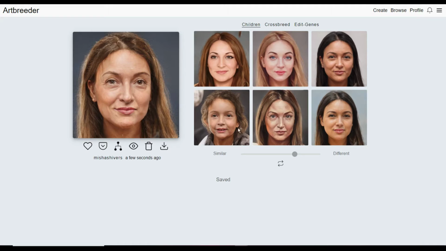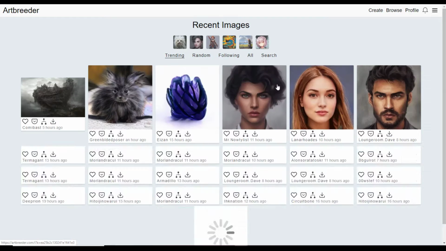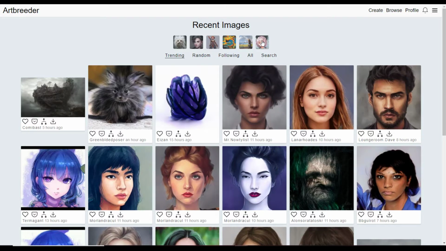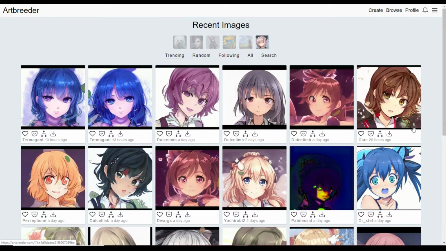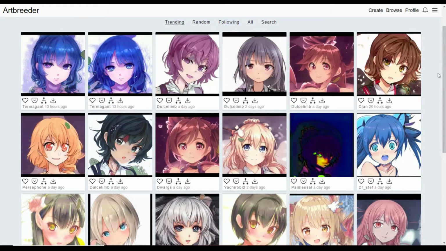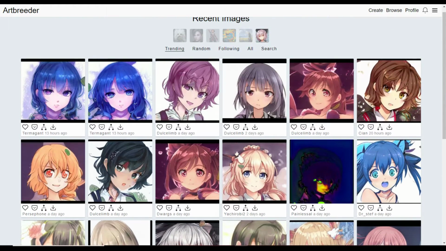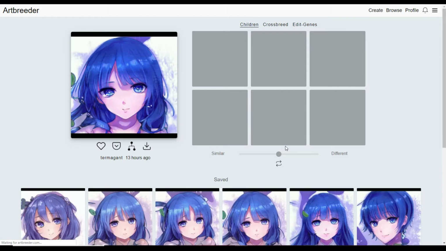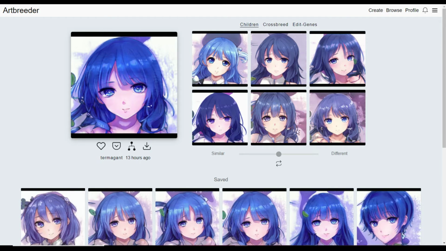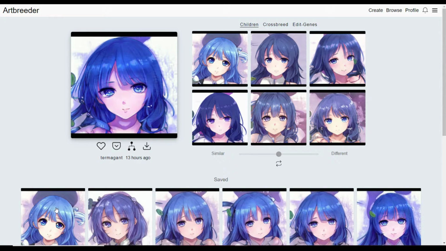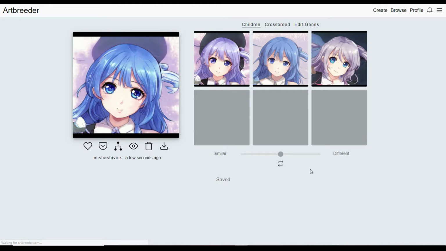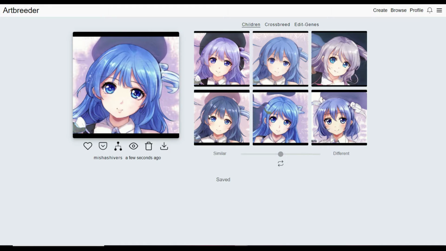But in addition to photographic human faces, there's another category that's just anime. So if you're wanting some custom anime art, you don't necessarily have to get someone to draw it. You can just click through a few versions of pictures until you find one that suits your preferences.